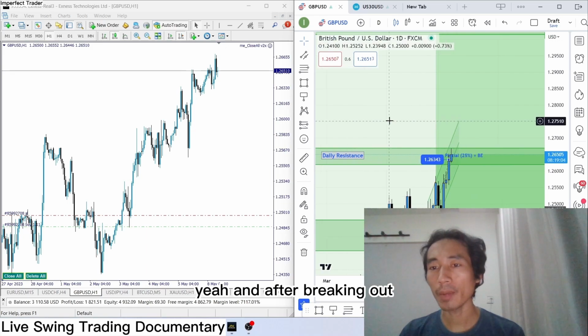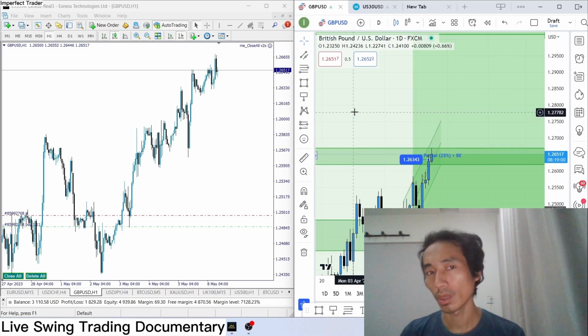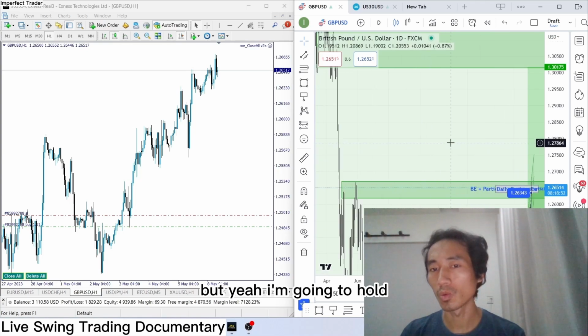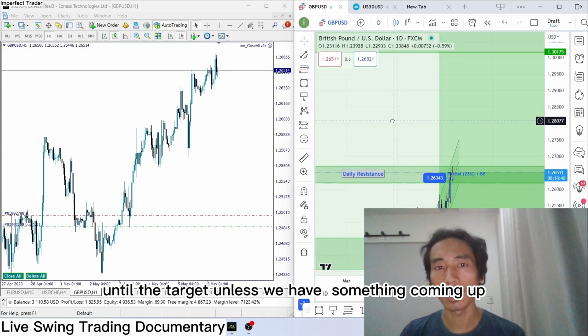Yeah, and after breaking out, possibly we may have some kind of retracement or something. But yeah, I'm going to hold until the target unless we have something coming up.